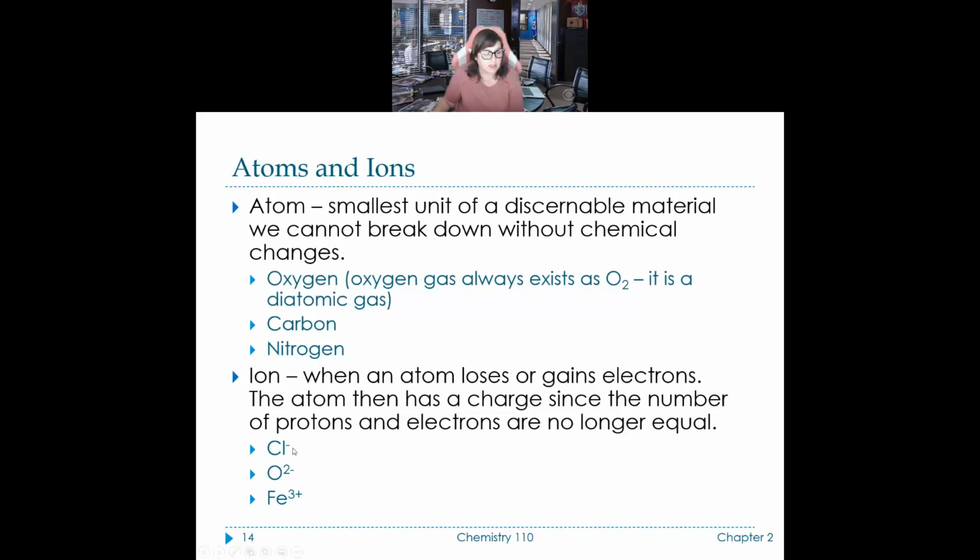When we talk about this Cl minus, we're talking about chlorine having an additional electron. Electrons are negative, so if I add one more, that becomes negative. O2 minus, I've added 2 electrons to that, and Fe3 plus, I've lost 3. Okay, so that's what we're talking about when we talk about ions. So they're no longer equal protons and electrons.